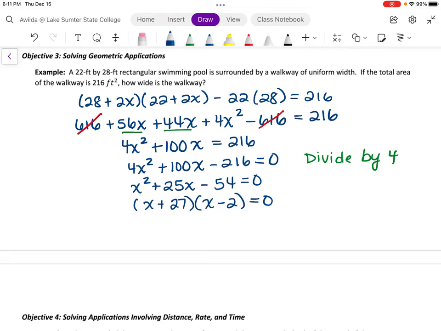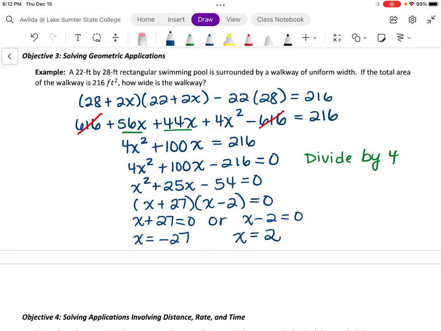Using the zero product property, it must be that one of these two binomials is equal to 0 itself. Either x plus 27 is 0 or x minus 2 is 0, which gives us two solutions to the quadratic equation. Either x is negative 27 or x is equal to positive 2. It's at this point that we have to revisit the original problem to see if either one of these solutions makes sense. Maybe they both do, maybe neither one does.